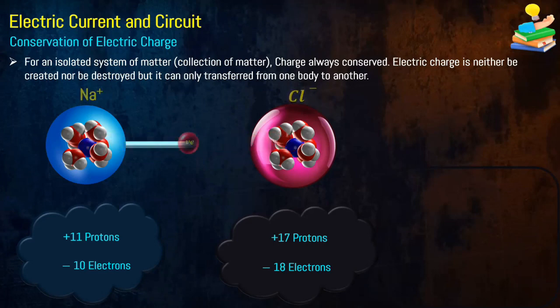Now, what is the net charge on sodium? Tell me. 11 protons, that means plus 11. 10 electrons, minus 10. What is the net charge on sodium? Plus 1. Just observe, plus 1. You will get the net charge on sodium as plus 1. What is the net charge on chlorine? 17 plus, 17 minus 18. That is minus 1.